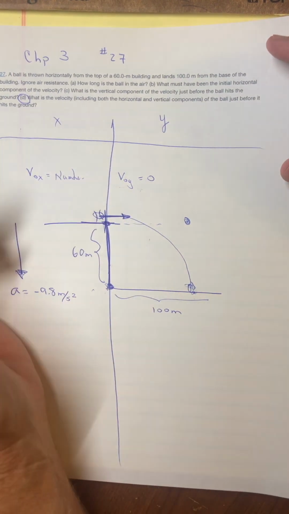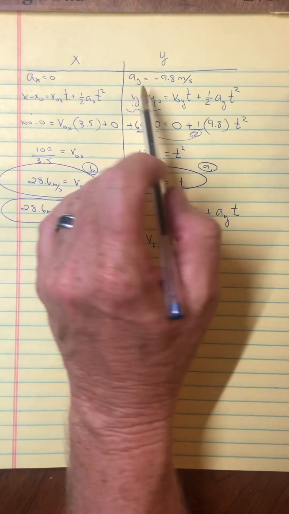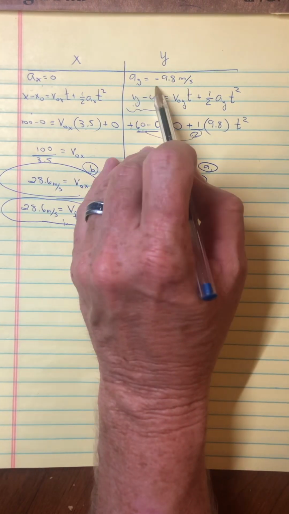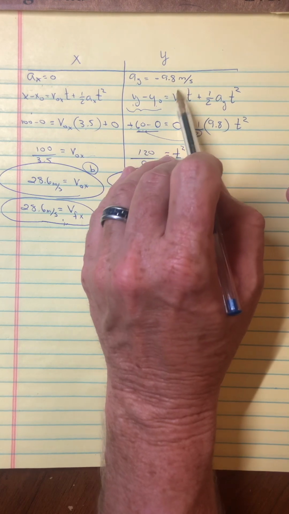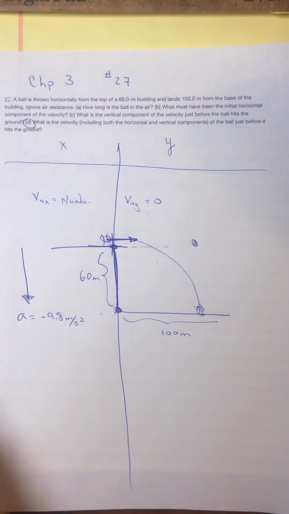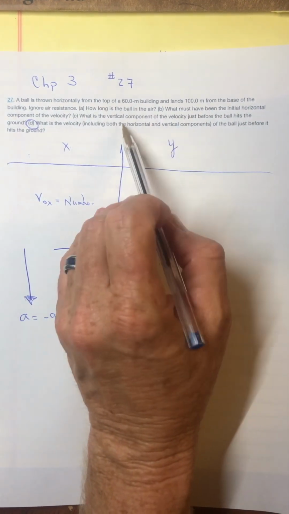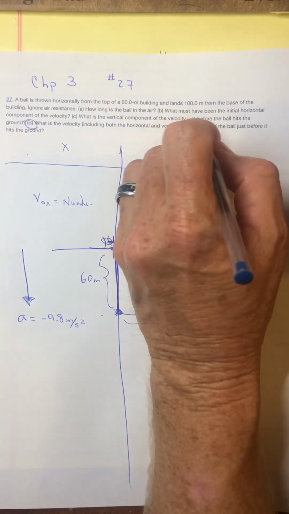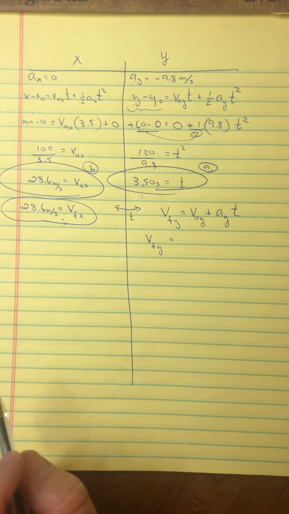Because once it hits the ground, then the ground pushes back and the speed changes dramatically. In fact, we can't do it with this calculation because we don't know what the acceleration is once it hits the ground. This acceleration only applies because of gravity, and so it applies just to that moment, microscopically or infinitesimally, right before it hits the ground. And so it says vertical component just before the ball hits the ground.